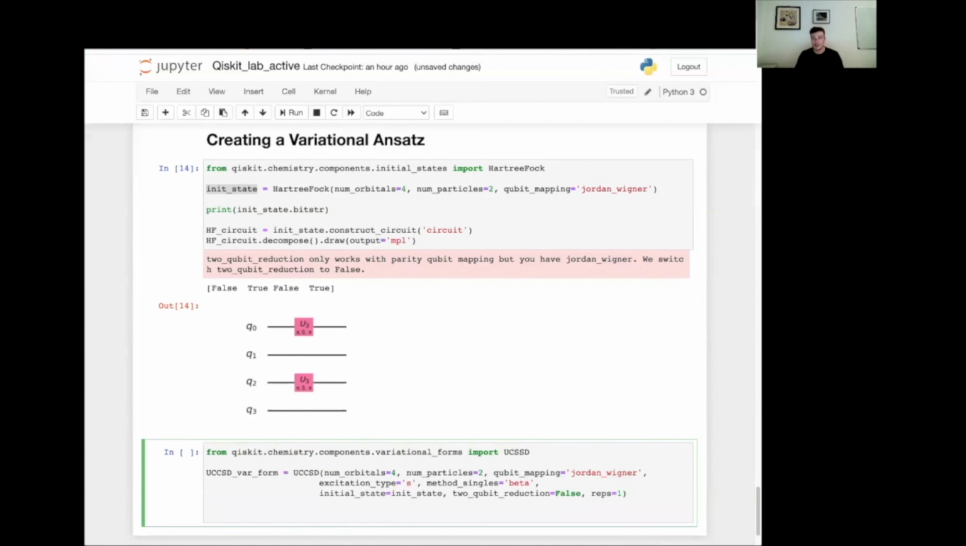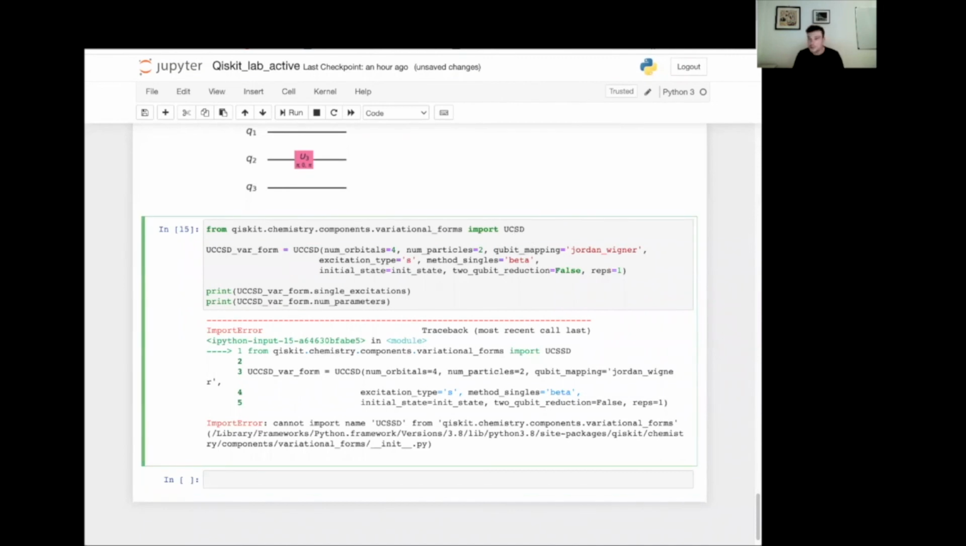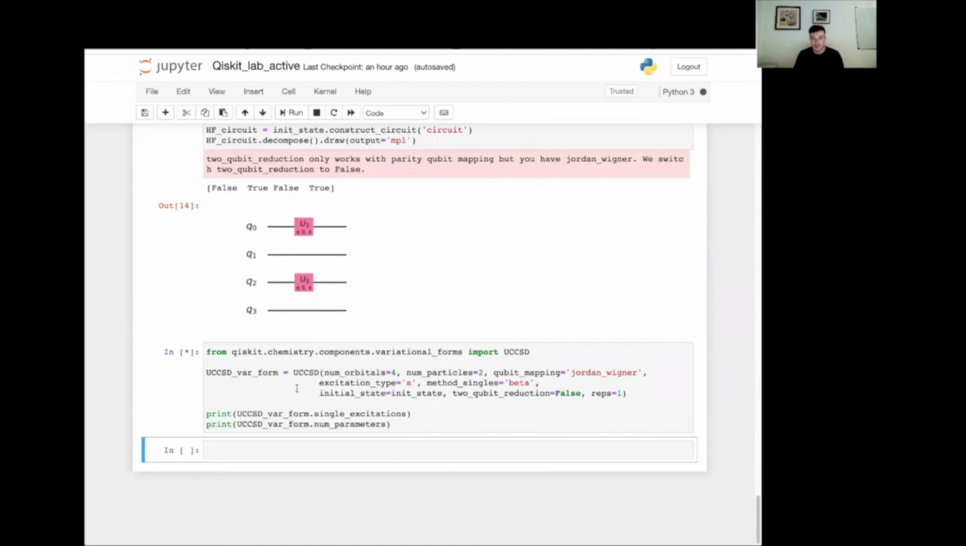Okay, so after we have set everything about our UCCSD variational form, we can now check how many excitations and how many parameters this wave function that we are creating has. To do that, let me use the field single excitations and number of parameters. So if there's no typos here, this should work. Let's see, there is a typo. Okay, yeah, there was a typo here, so it was UCCSD, and now it should work.